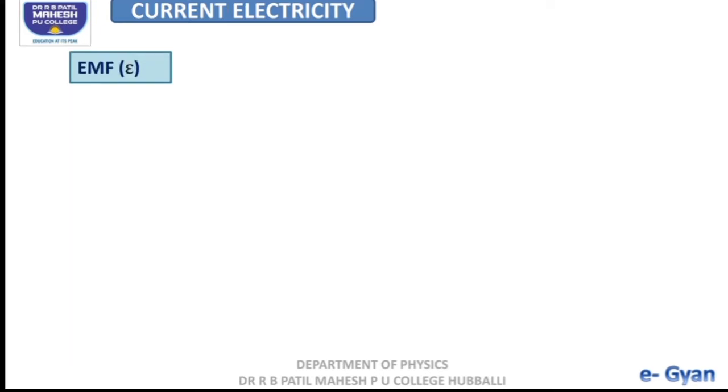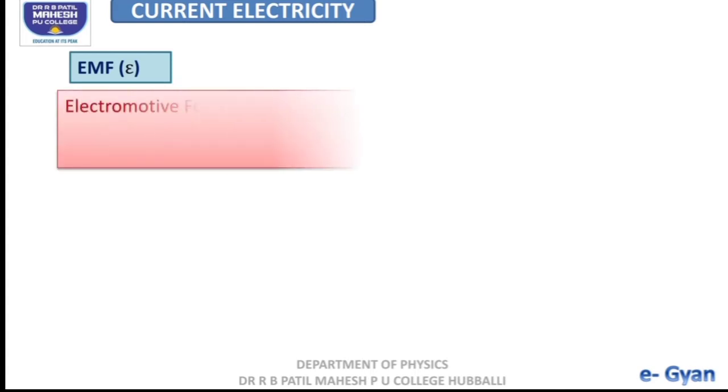EMF. EMF of a cell is the work done in transferring unit charge from the negative to the positive terminal within the cell. EMF is the work done in moving a unit positive charge from the negative terminal of the battery to the positive terminal of the battery inside the cell.